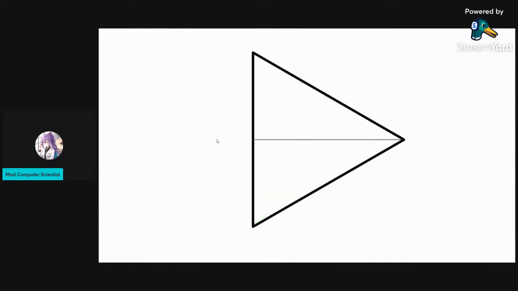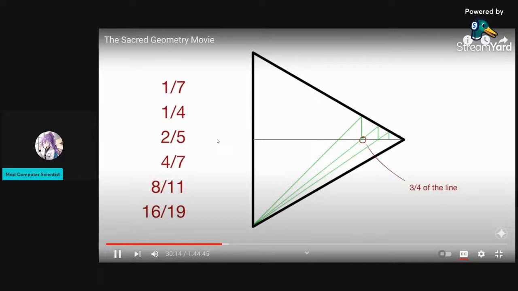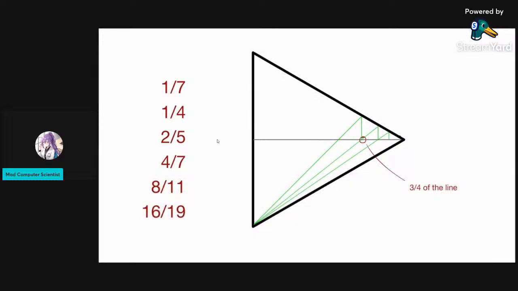Then he tried measuring it in a different way, starting at a different point of the center line. So what you're telling me is he found a way to represent musical concepts with a geometric shape. Great. 3/4, he found the measurements were 1/7, 1/4, 2/5, 4/7, 8/11, and 16/19. All of these numbers are musically significant.